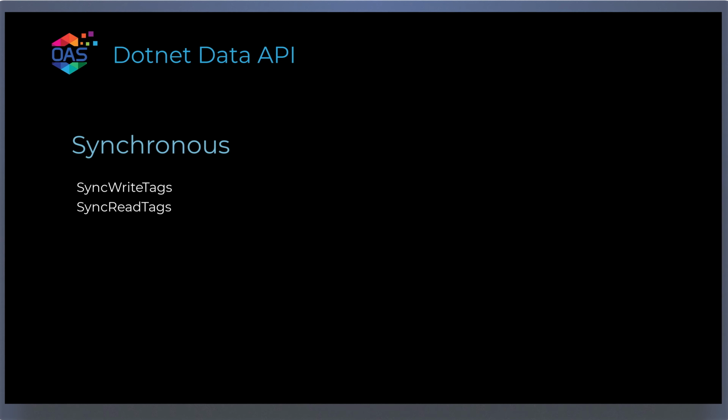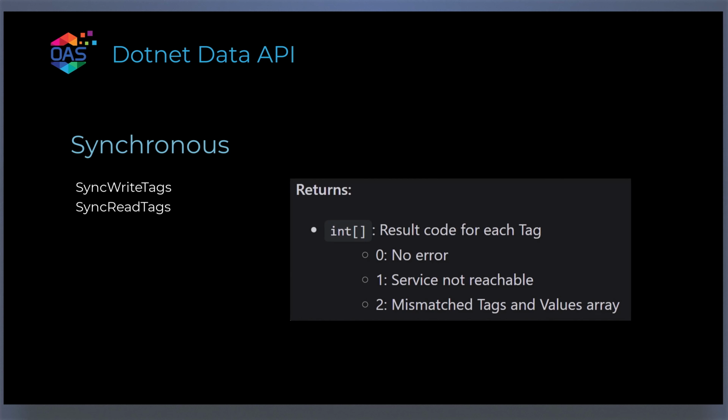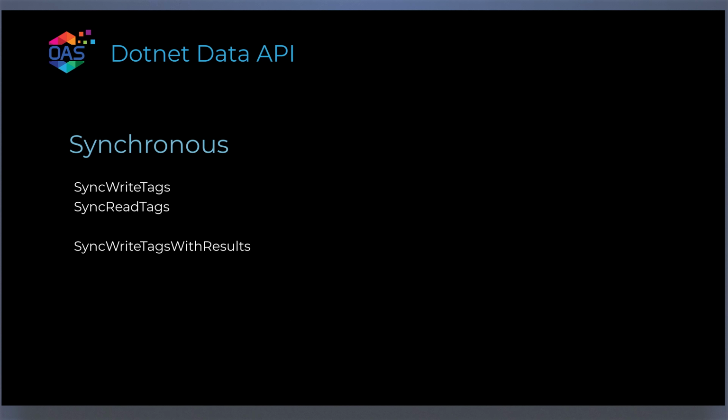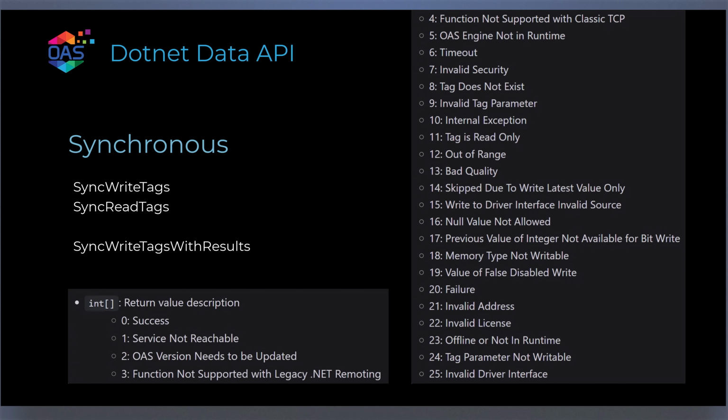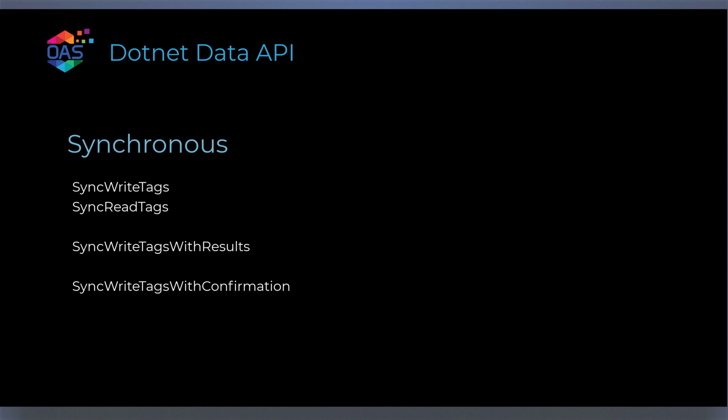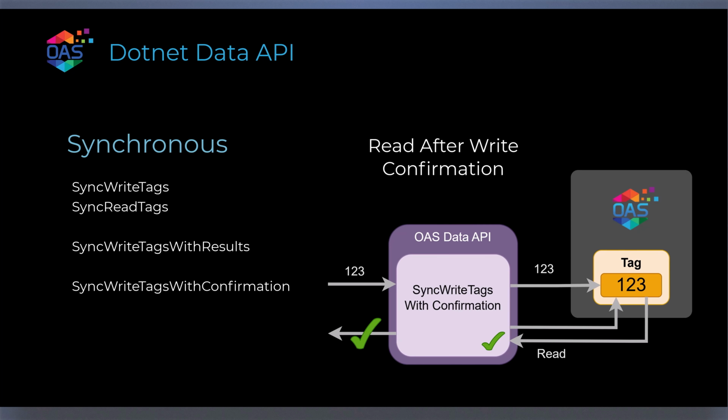The sync write tags method only returns basic success or failure results. You can use the sync write tags with results method if you need more detailed failure codes. Finally, you can use the sync write tags with confirmation if you want read after write confirmation that your write was successful.